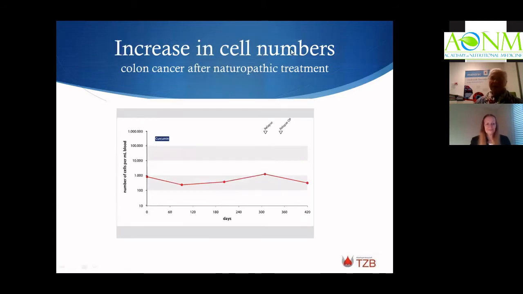On the other hand, this is a patient with colon cancer. He had curcumin during this time here, and his cell numbers first decreased during this treatment, but after stopping, cell numbers increased again, and he suffered relapse here. After the relapse was operated on, we can see that the cell numbers did decrease.